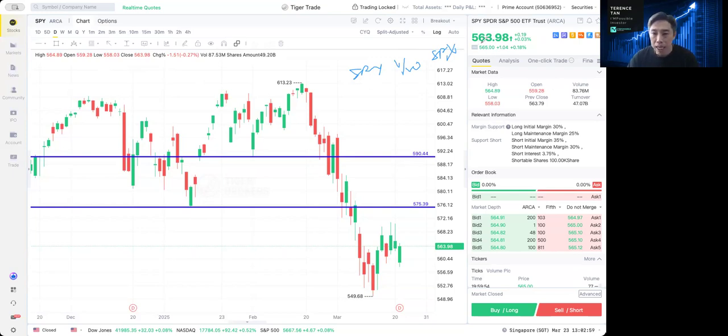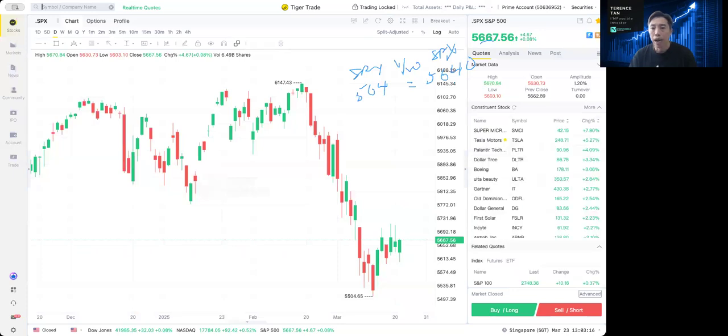While you're looking at the prices over here, which is 564, let's round it up, it will be equivalent to the S&P 500 trading at 5640. That's what it means. Let me just show you the reference over here. You can see that the SPX is actually currently trading at about 5667. Some of you will then be asking, Terence, you said that it's 5,640, so why is this number different?